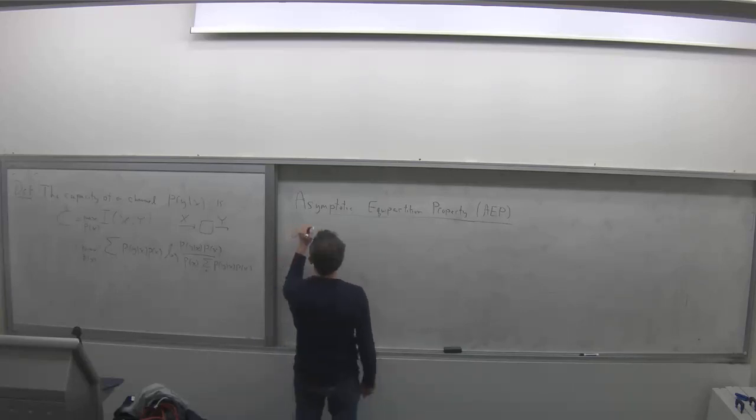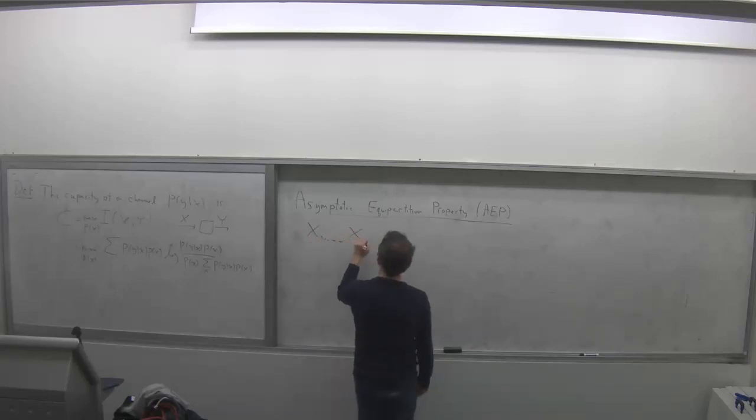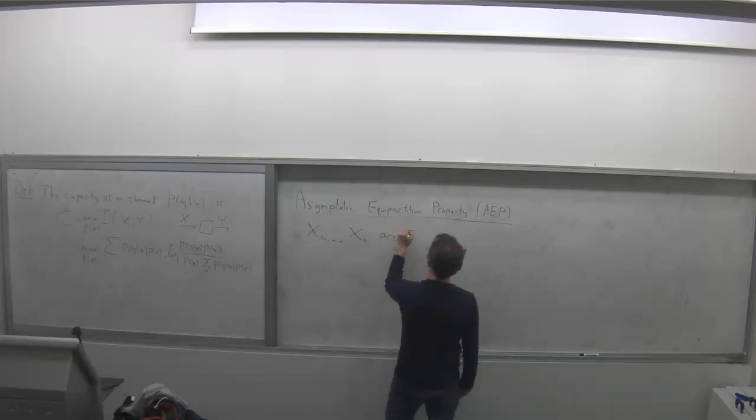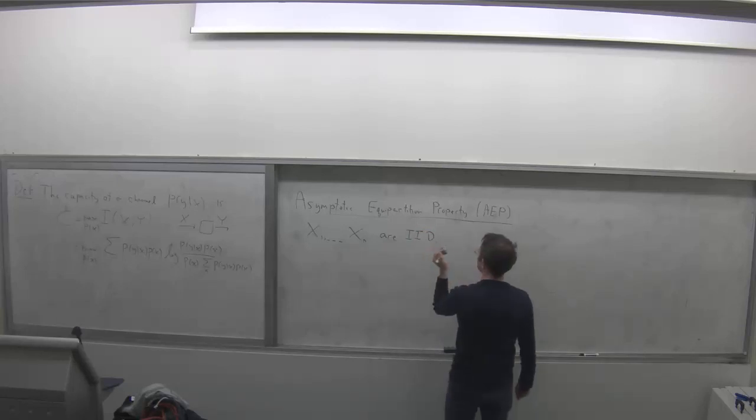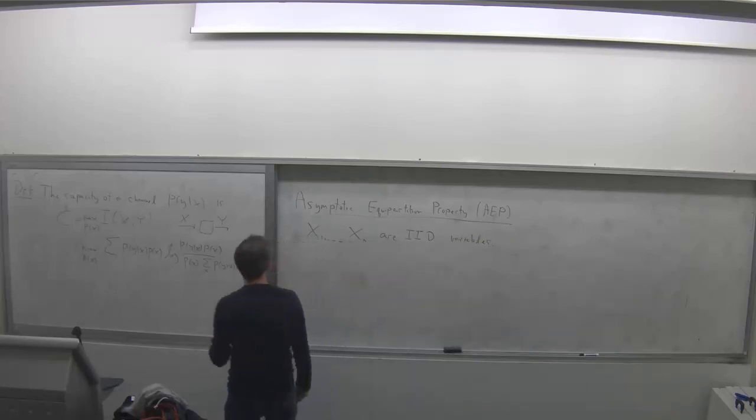So the point is this: let's say x1 to xn are IID variables. Think of these as coin tosses, independent coin tosses.